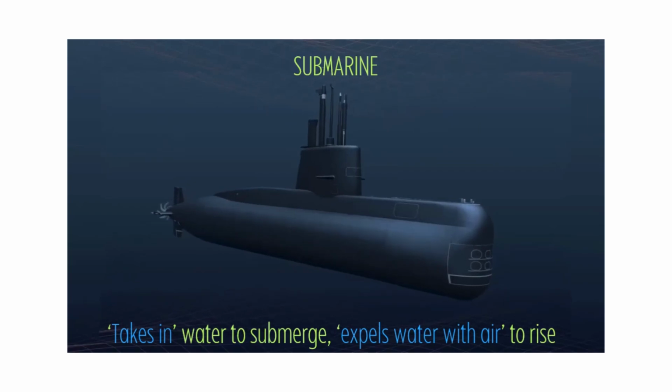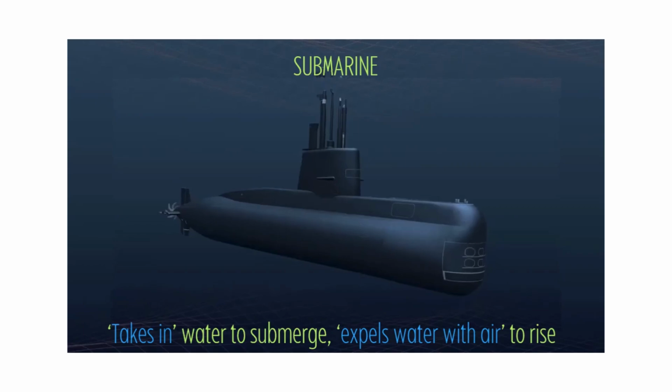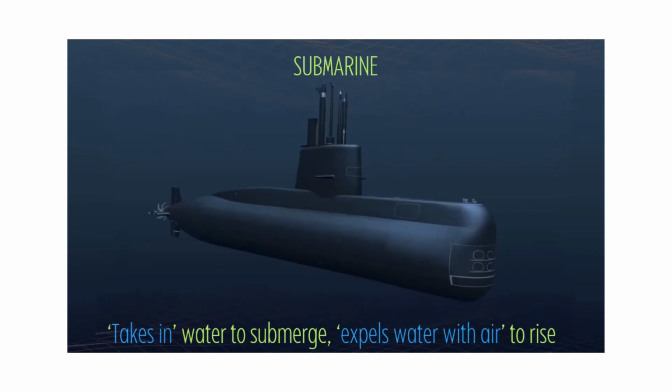A good example is a submarine and how it adjusts its density. The submarine takes in water to submerge by increasing its overall density, whereas it expels water with air to rise by lowering its overall density.